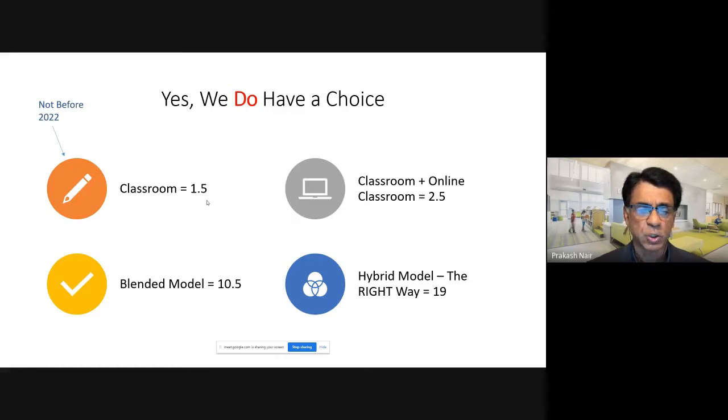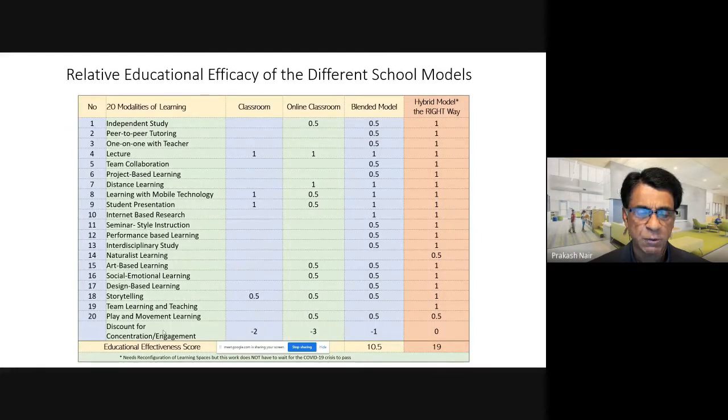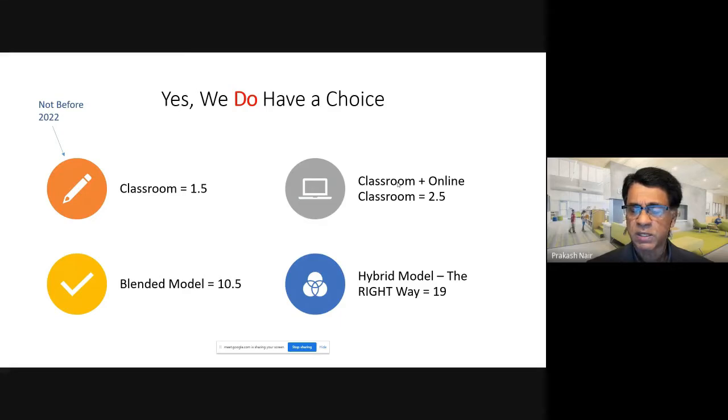And the reason for the score is that I'm talking about all the different things that I want you to do. Remember, I talked about the 20 modalities? Whereas the classroom and the online classroom that we are doing now, what is currently happening, is still not that good. It's only a 2.5. Whereas the blended model that I talked to you about, that's my star sign here, will give you a score of 10.5 without doing any construction, without doing any changes to your existing building.